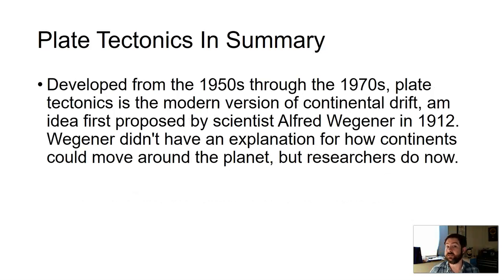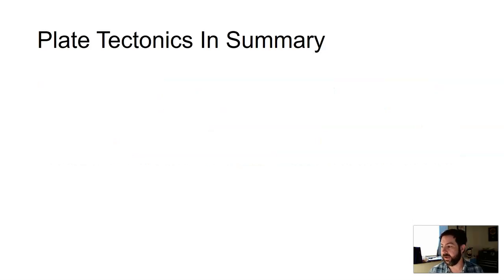Plate tectonics as a theory, with the evidence and everything coming together, was developed from the 1950s. If you watch that video about Pangea, Harry Hess in the Navy in the 1950s started that current proof with seafloor spreading, and then on through the 1970s with additional evidence from the past of Pangea. So plate tectonics is the modern version of Alfred Wegener's concept of continental drift. Again, Wegener didn't have an explanation for how continents could move around the planet, but we do now.